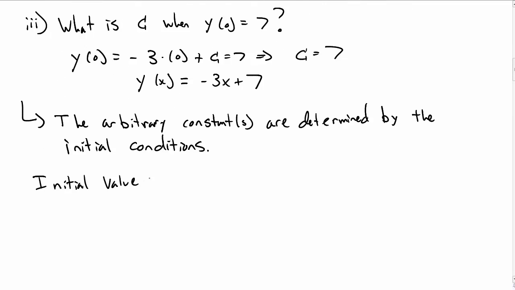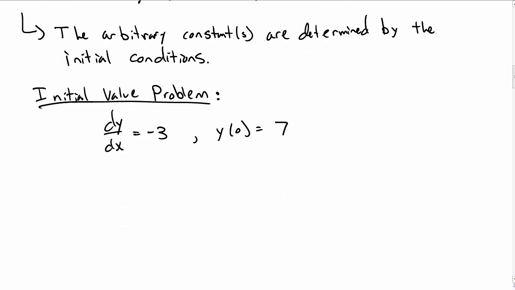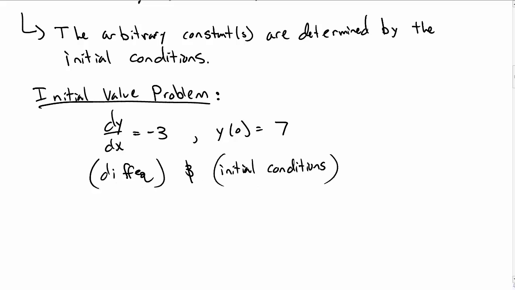By the way, this is a good moment to talk about terminology. There's something we call an initial value problem. And the initial value problem is a combination of a differential equation, say dy/dx equal to minus 3, and an initial condition like we just had, y at x equal to 0 is 7. So again, in general, it's a differential equation combined with some initial condition that we call an initial value problem.